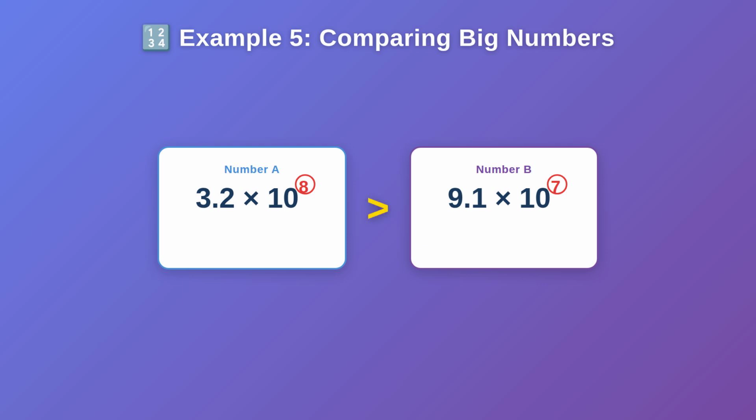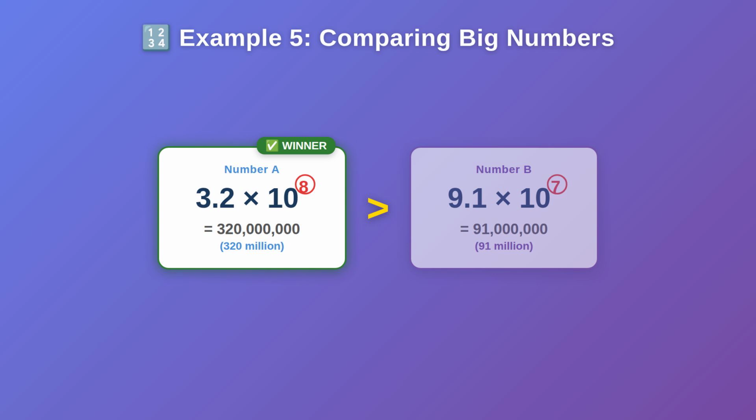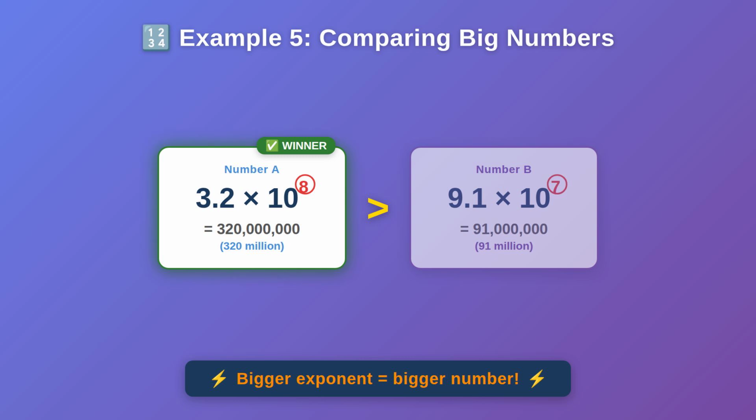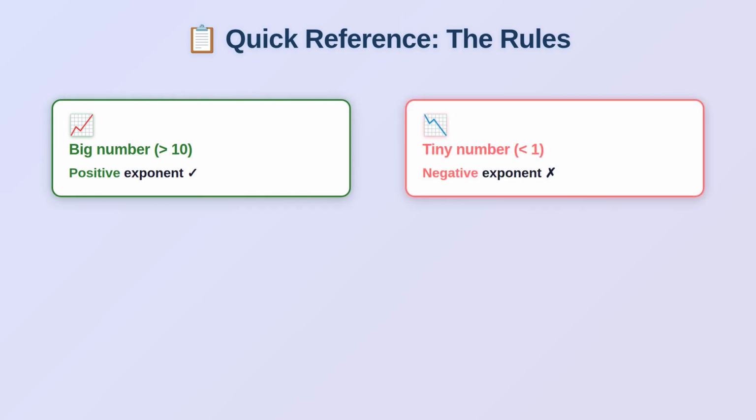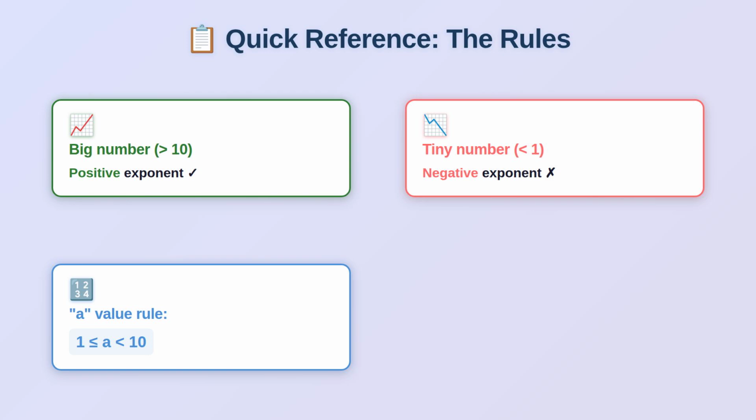Here's a bonus skill, comparing numbers in scientific notation. Which is bigger, 3.2 times 10 to the 8th or 9.1 times 10 to the 7th? First, look at the exponents. 8 is bigger than 7, so 3.2 times 10 to the 8th is the larger number. Let's verify. 3.2 times 10 to the 8th equals 320 million. And 9.1 times 10 to the 7th equals 91 million. Yep, 320 million beats 91 million. When comparing, always check the exponent first. Bigger exponent, bigger number.